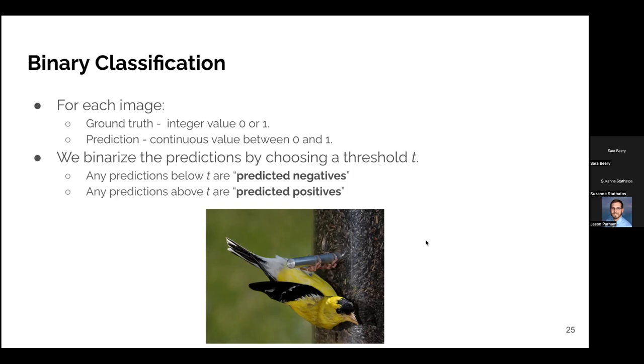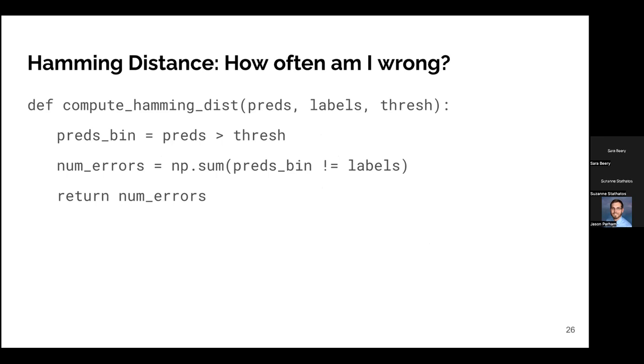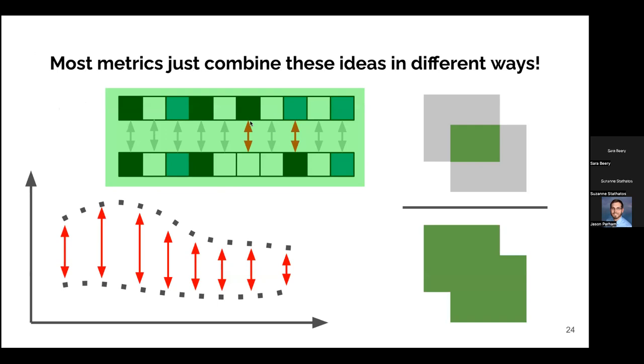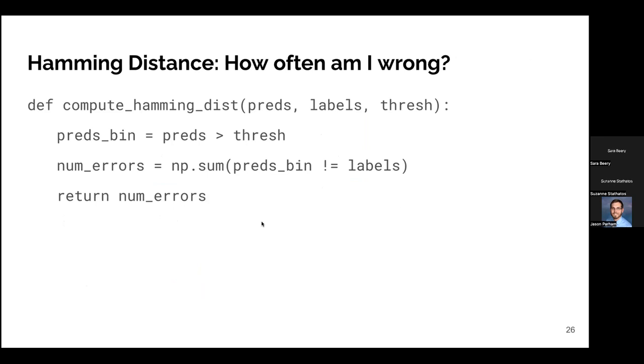So the first thing we're gonna look at is just a bit of pseudocode to make this picture here concrete, where we're comparing entry by entry two discrete objects. This is the sort of Python code for doing that. So Hamming distance is what this is often called. And so you feed in your predictions and your labels. So these are both just lists.